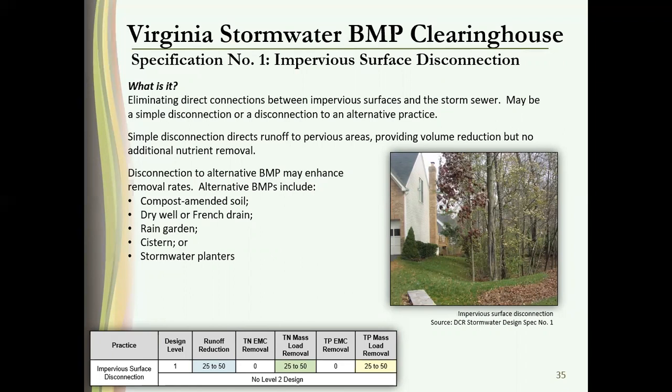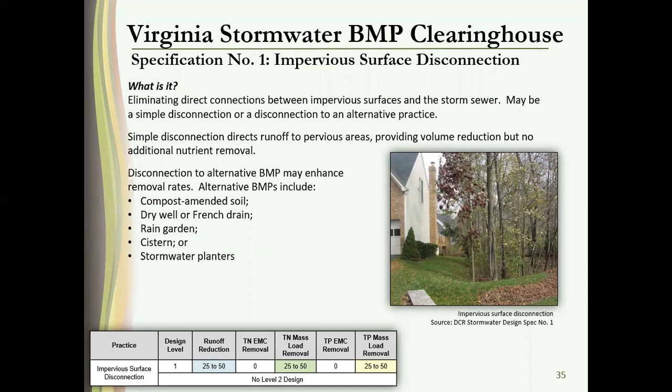So first one, impervious surface disconnection. Very often we have a pipe that leads to another pipe that leads to another pipe, right? And they're all connected and water just shoots all the way through. It's super fast. Well, if you can just interrupt it at one point there, you can significantly reduce how much water is leaving your site.